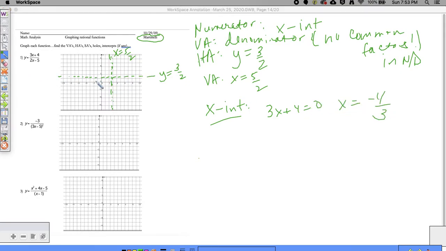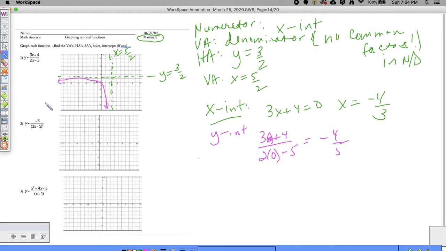Over here, -4/3 is -1 1/3, so it's somewhere right in there. Right about there is where my x-intercept is; I'm going to use pink because it's pretty. And then my y-intercept is when x is equal to 0. So 3 times 0 plus 4 over 2 times 0 minus 5, which is equal to -4/5. And -4/5 is just a little bit less than 1, so it's going to be right over here, and it's going to look like this.